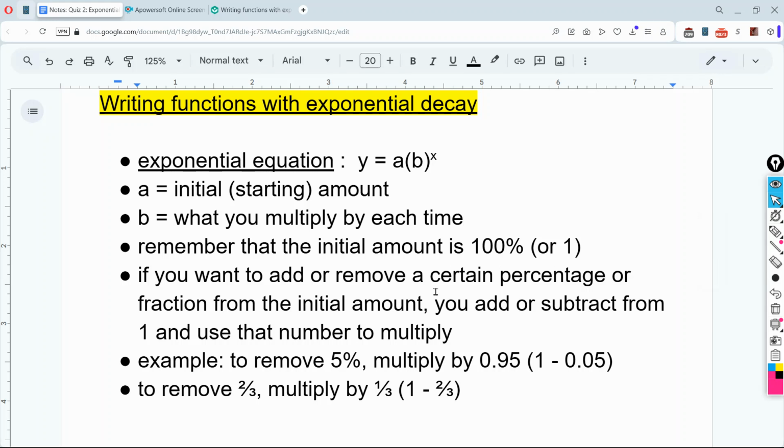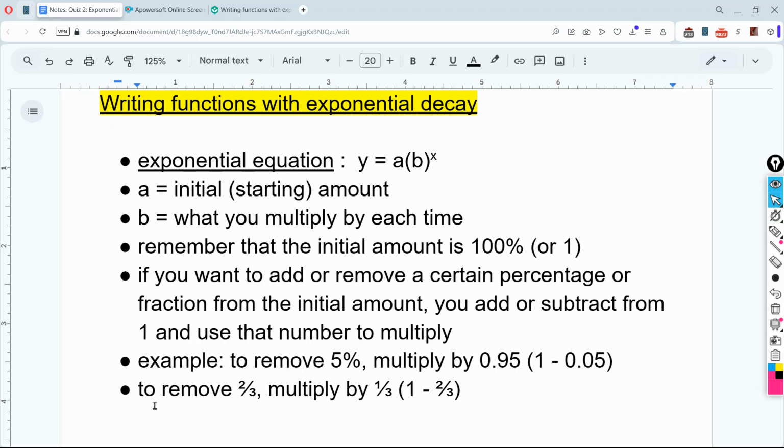If you want to add or remove a certain percentage or fraction from the initial amount, you add or subtract from 1 and use that number to multiply. Okay, for example, if you want to remove 5%, you're going to multiply by 0.95. Because if you do 100%, which is 1, minus 5%, which is 0.05, you'll get 0.95. So when you multiply by 0.95, that will remove 5%.